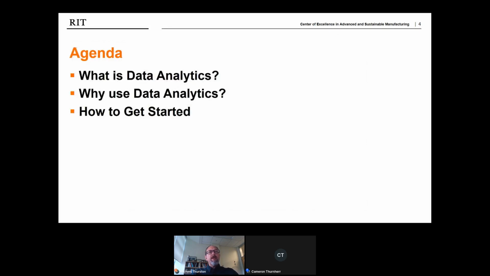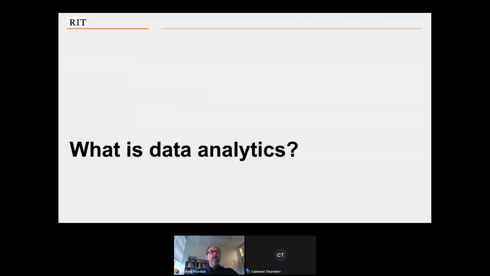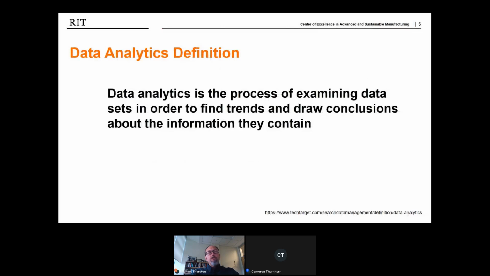So today's topic, as Cameron said, is data analytics. On the agenda, we're going to talk about what it is, why you may want to use it, and then also how to get started. So what is data analytics? By way of definition, data analytics is the process of examining data sets in order to find trends and draw conclusions about the information they contain. We often find today that we're buried in data, but sometimes it's difficult to extract information. So these tools are part of the answer to solving that problem.